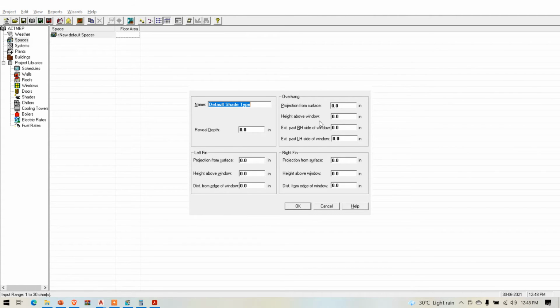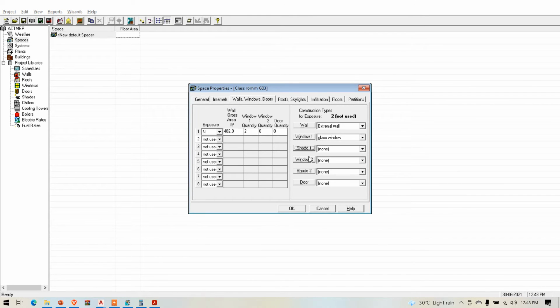What is the height above the window? The window height is 3.94. Above that, whatever the height of the shade is, we have to consider that height here. And since we are not considering any shades, I am not going to use this.